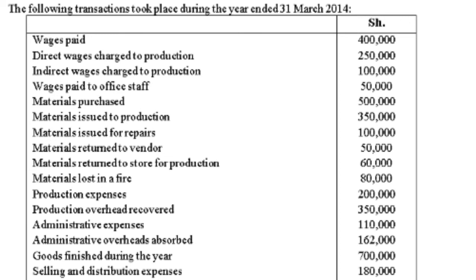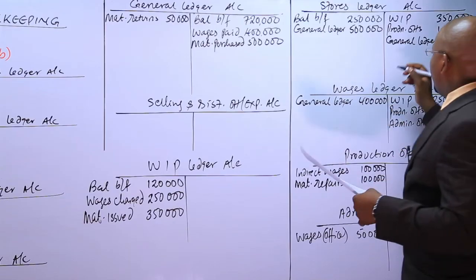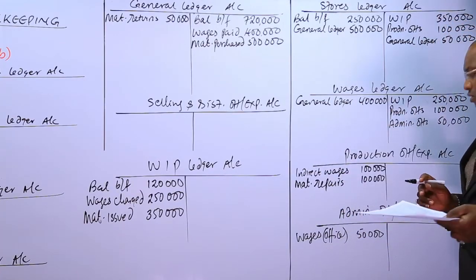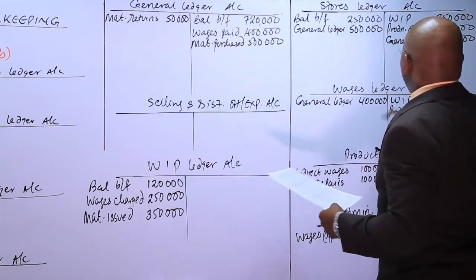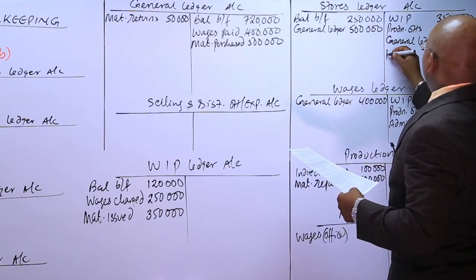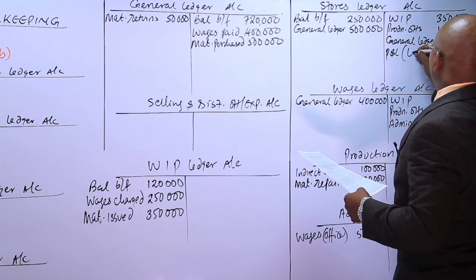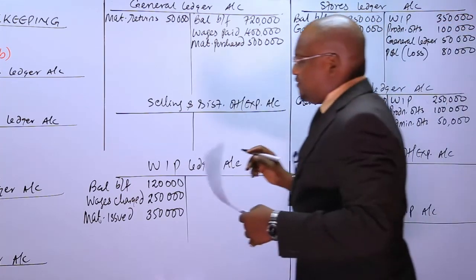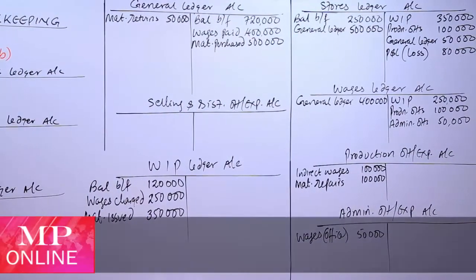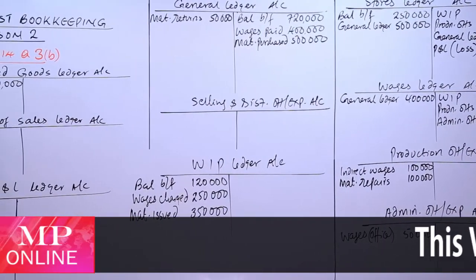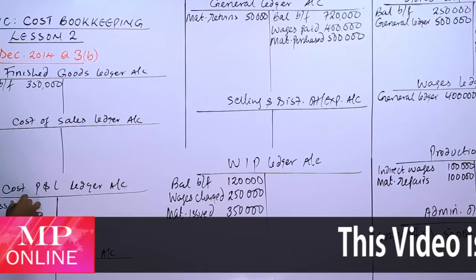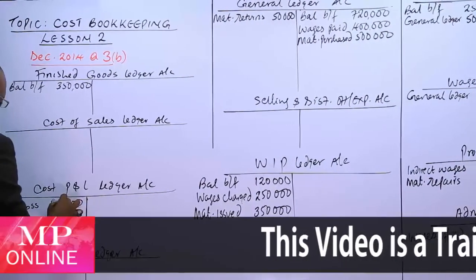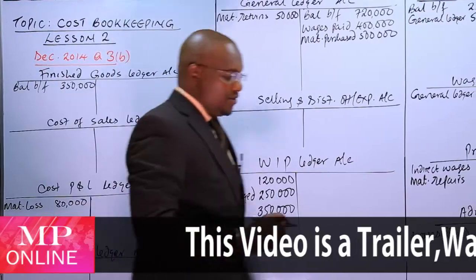Then we have materials lost in a fire. So we have material loss here. This is an expense, of course. We transfer to the expense, the P&L. So you can have here P&L. This is loss, 80,000. So on the P&L, we have material loss, 80,000.